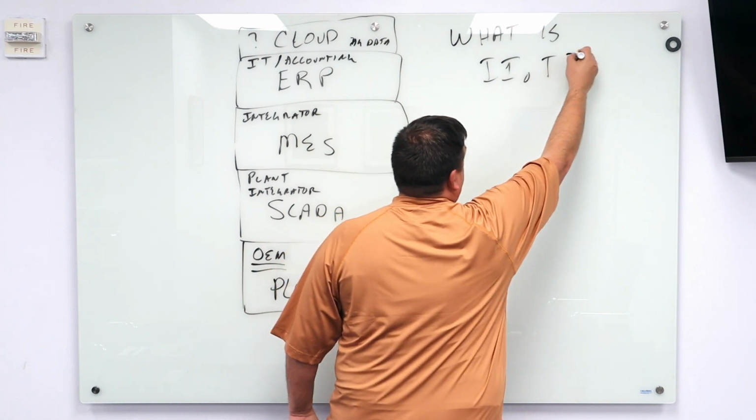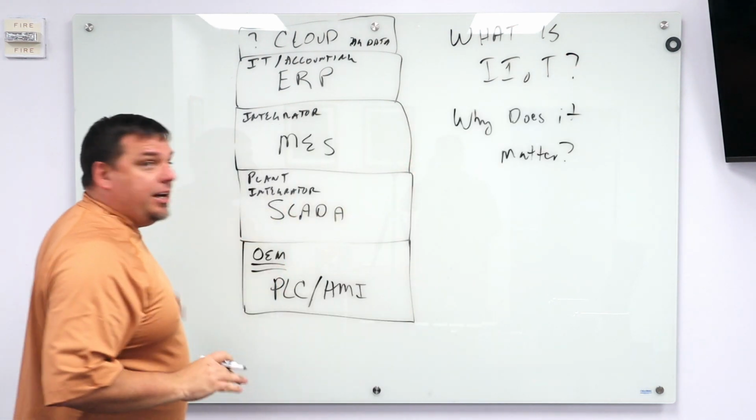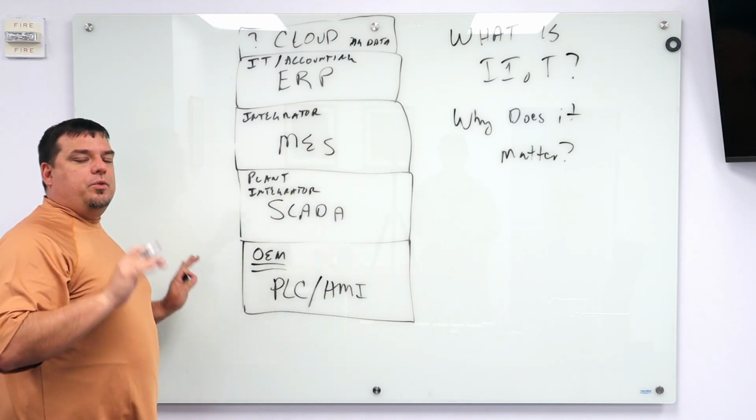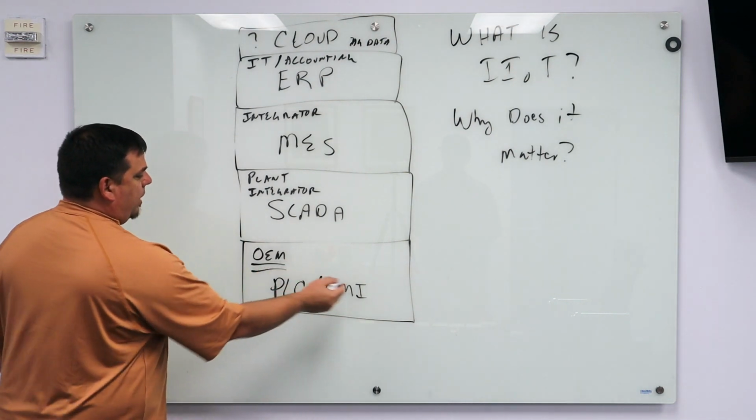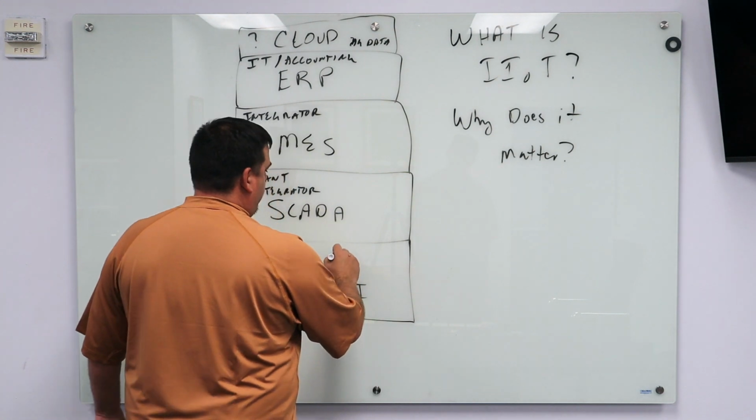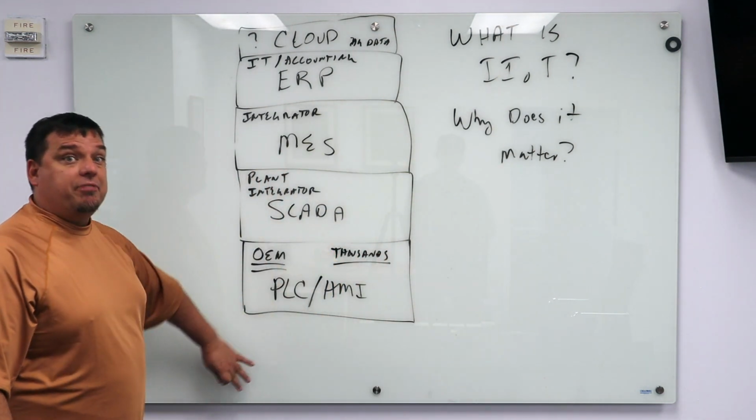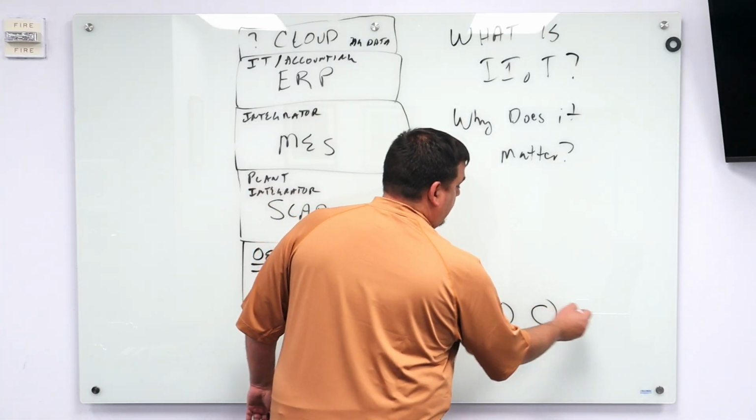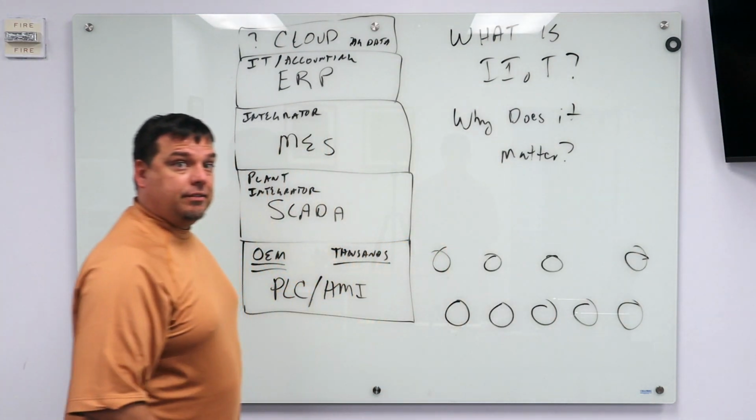So the question here is, what is IIoT? What is IIoT and why does it matter? IIoT is, I'll do IIoT on that side. So, the traditional integration now, if I want to get all of my PLCs, I have many of these. I could have thousands of PLCs and HMIs on my plant floor. So IIoT is, I've got many PLCs and pieces of equipment on my plant floor, okay?